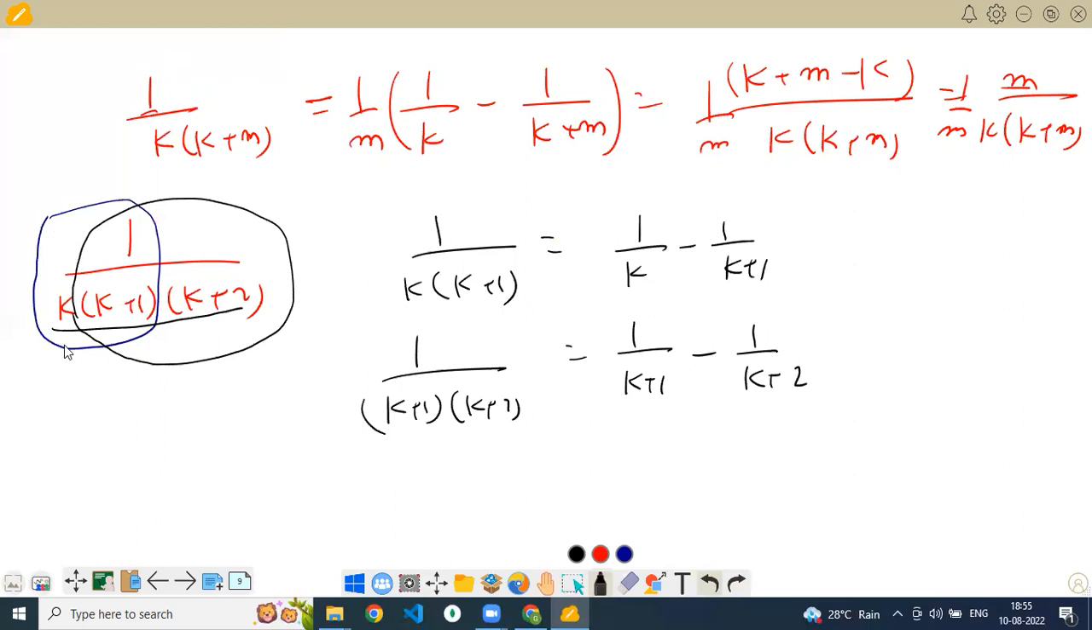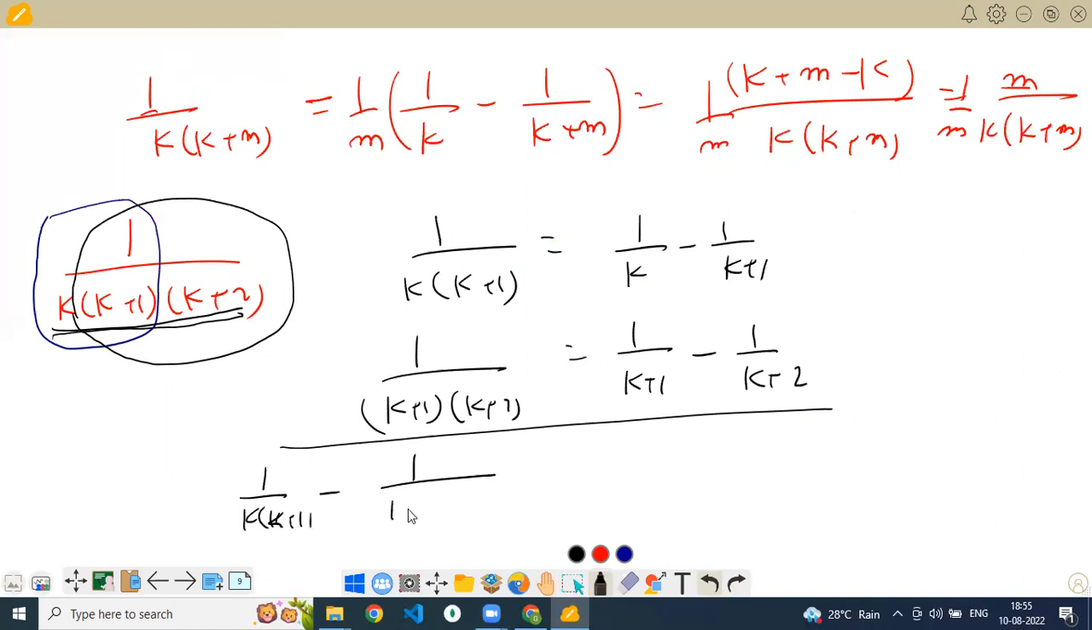But we will not get this expression. If I subtract this, what will happen? 1 upon k into k plus 1 minus 1 upon k plus 1 into k plus 2. So this will be 1 upon k minus 2 upon k plus 1 plus 1 upon k plus 2.